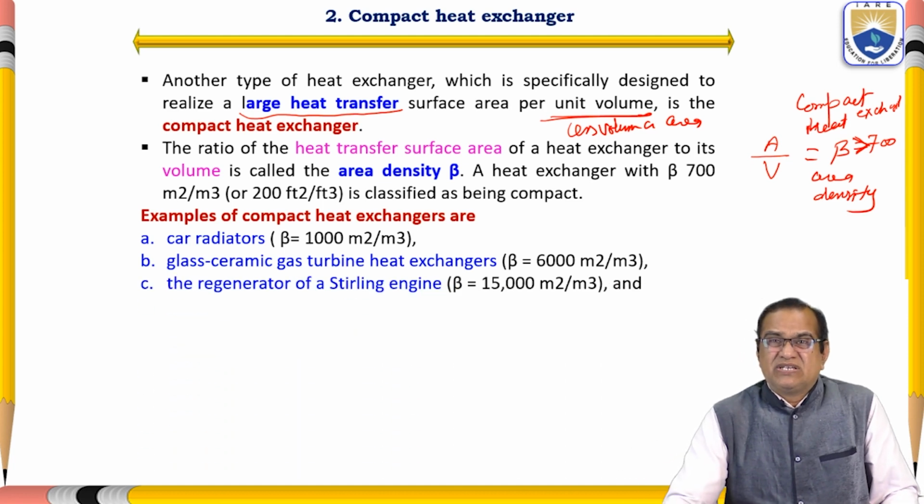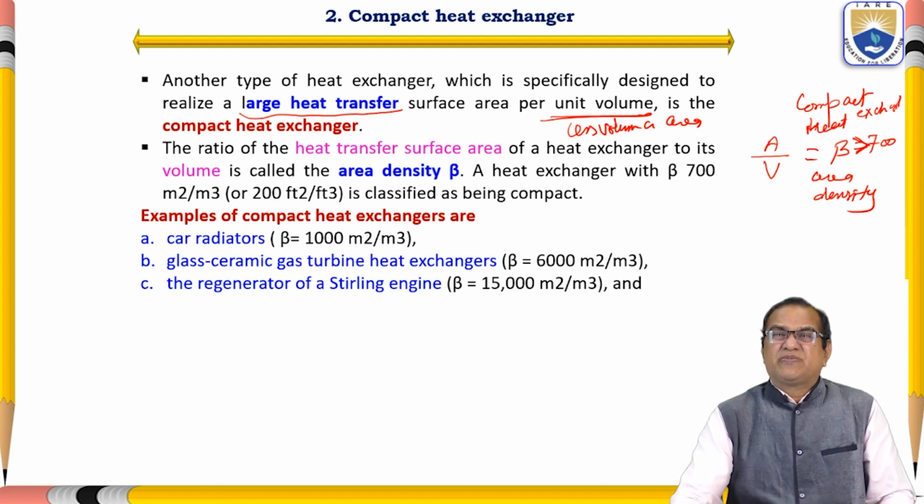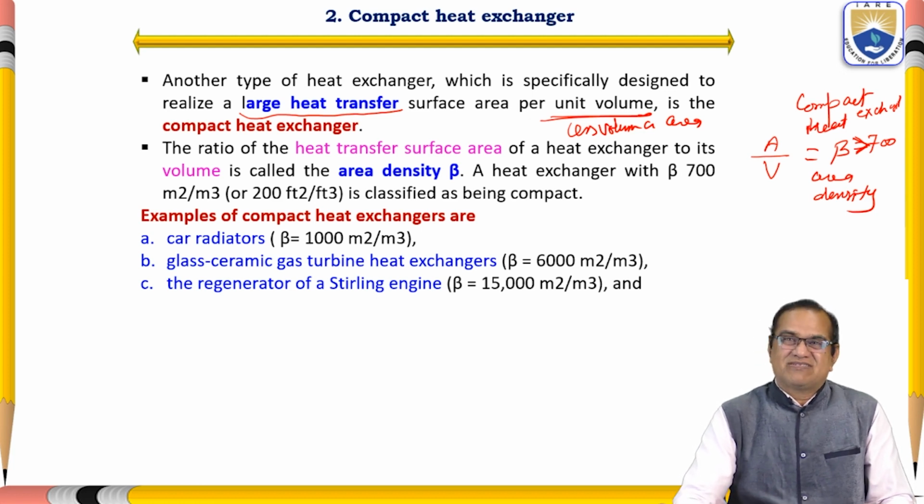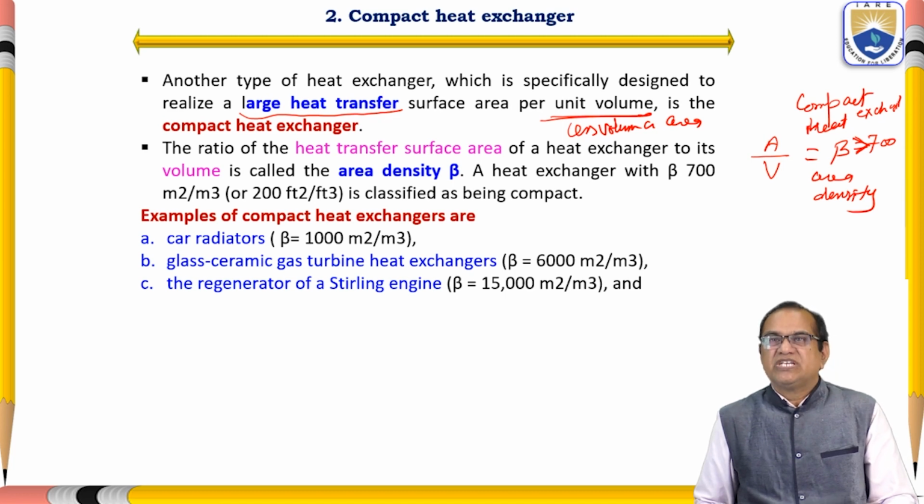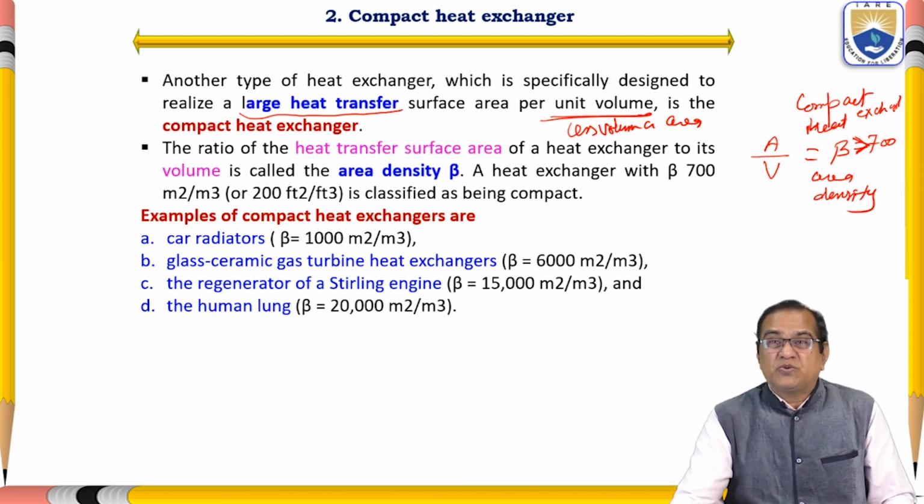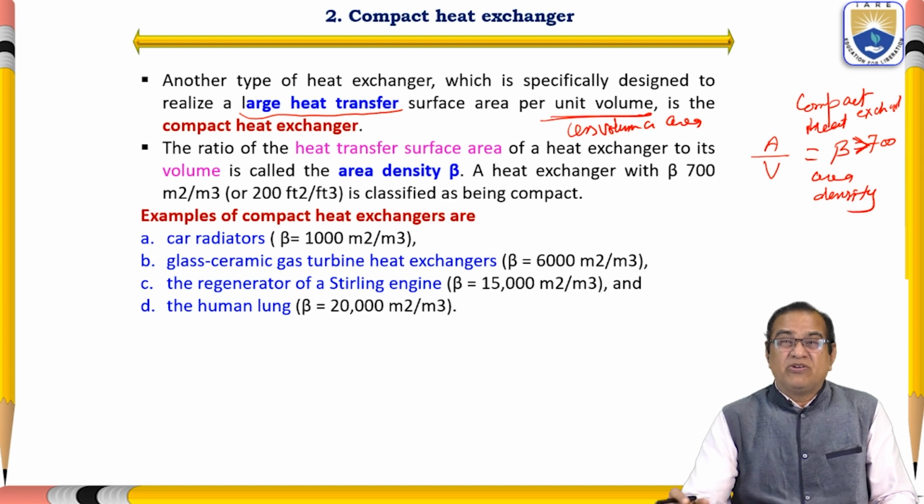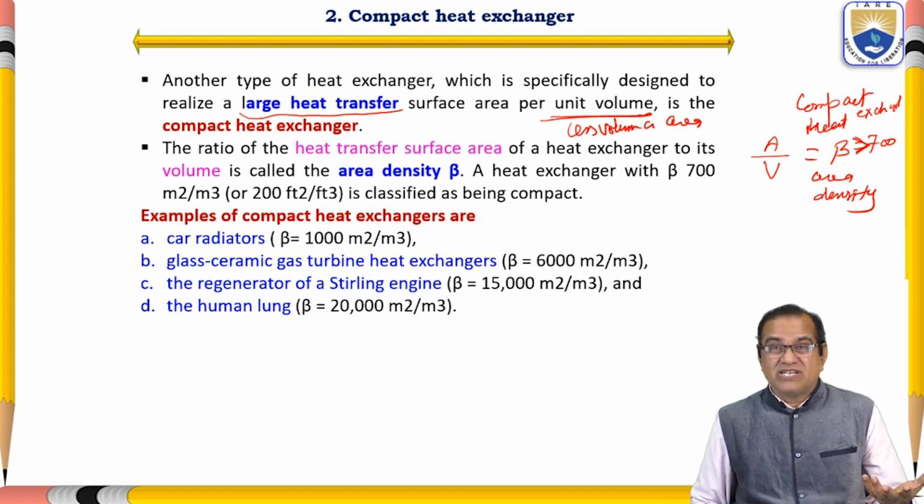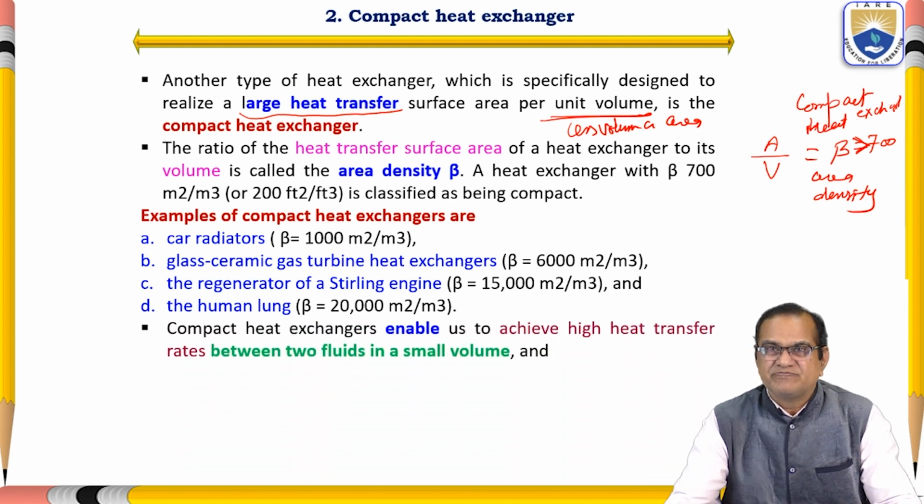C is the regenerator of the Stirling engine. It is 15000, more than the gas turbine. We use it in the Stirling engine. The human body also has beta equal to 20000 meter square per meter cube. So the area density of a human is very high. Human is also very compact.